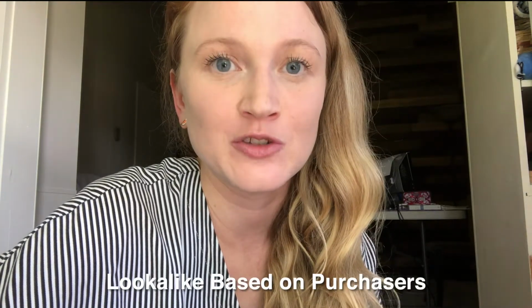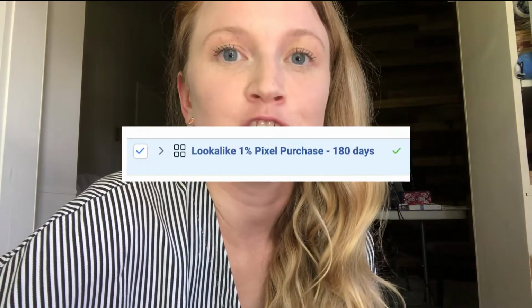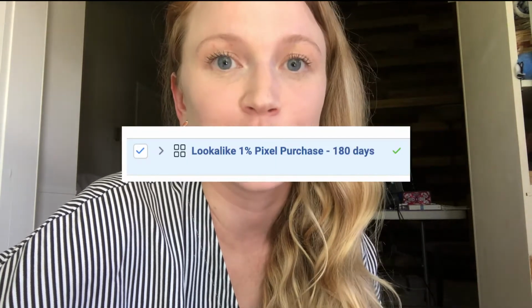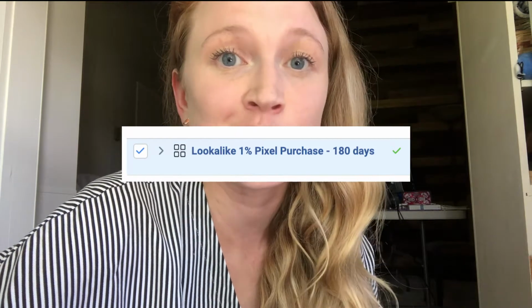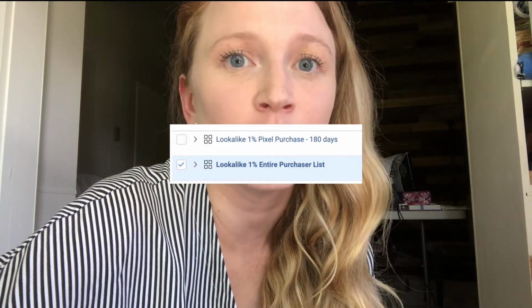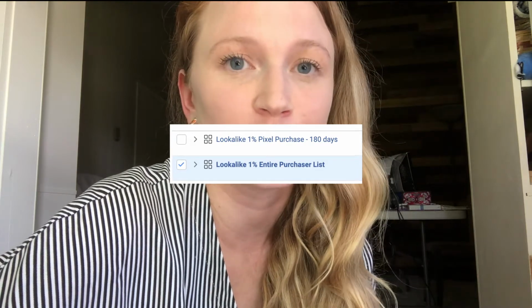So the most obvious, but frankly most powerful lookalike you need in your Facebook ads campaign is a lookalike based on purchasers. But there's tons of ways to do this, and I recommend that you try them all. Number one, you can create a pixel purchase lookalike based on data directly from your pixel. Of course, do that. But you should also be creating a custom list from all the people who have ever purchased from your Shopify store, and then create a lookalike based on that custom list.